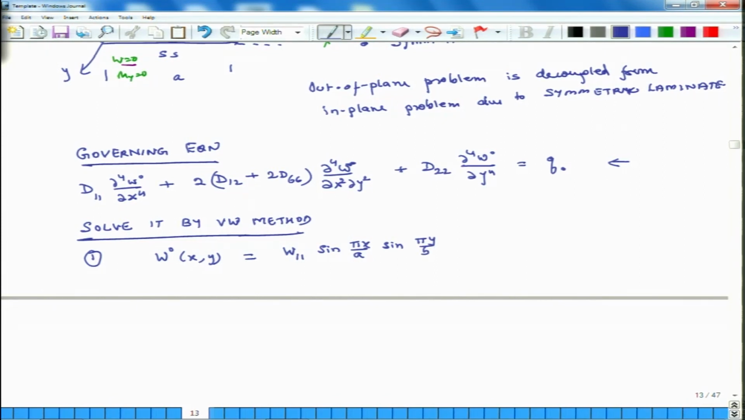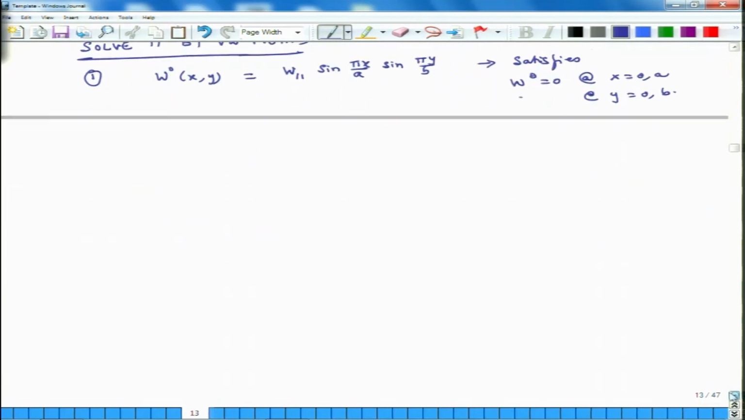Now, this function satisfies W naught equal to 0 at x equal to 0 and a, and at y equal to 0 and b. We do not worry whether it is going to satisfy the differential equation or not. Actually, if you plug it in, it does not satisfy the differential equation.